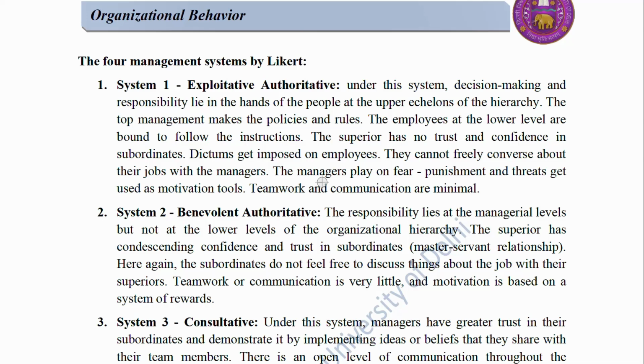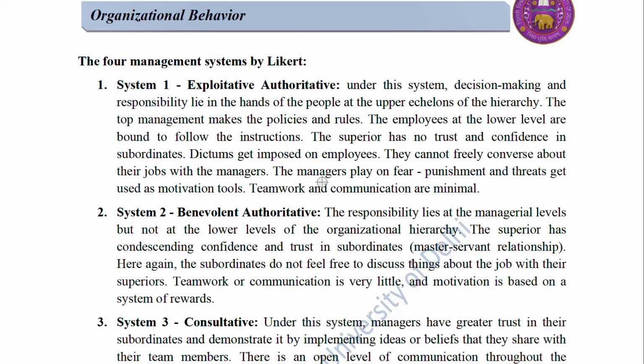They cannot freely converse about their jobs with the managers. The managers play on fear, and punishment and threats get used as motivational tools. Teamwork and communication are minimal.